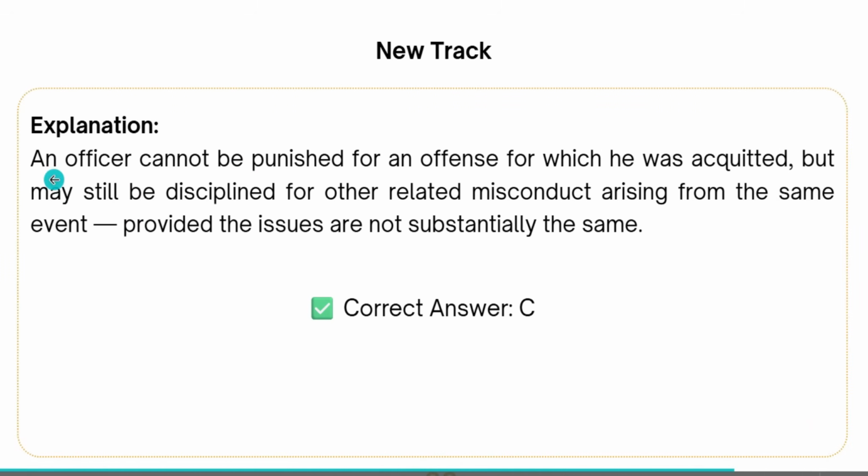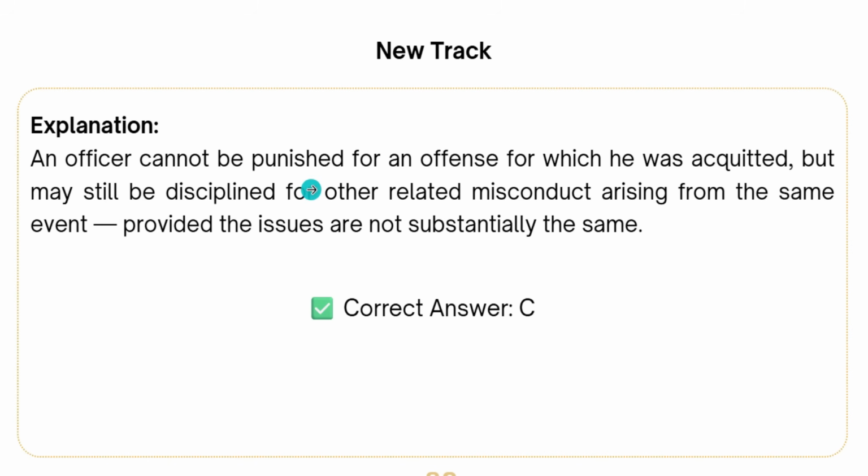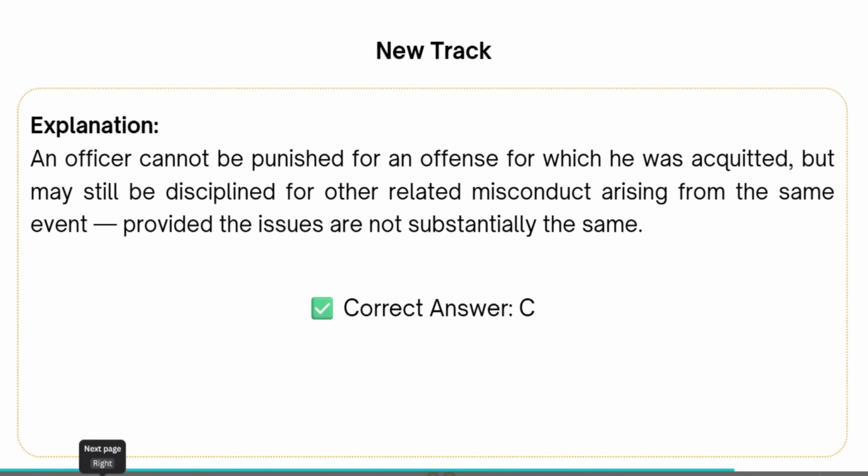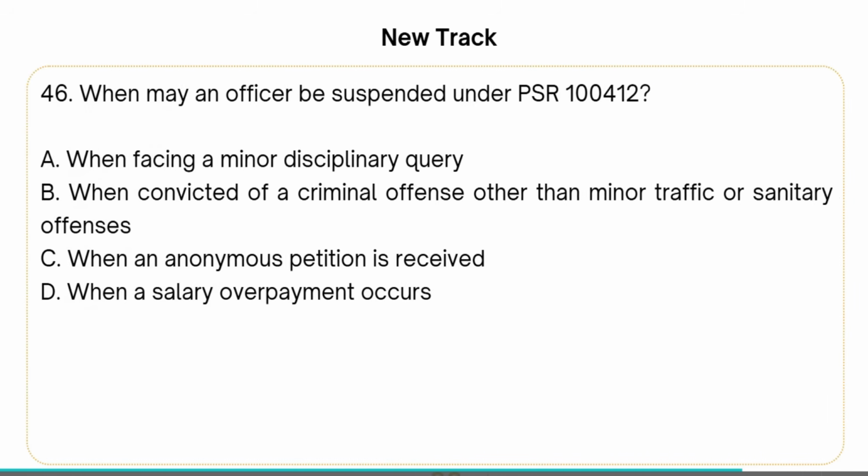The PSR rule states that an officer cannot be punished for an offense for which he was acquitted, but may still be disciplined for other related misconduct arising from the same event, provided the issues are not substantially the same. So C is the right option.